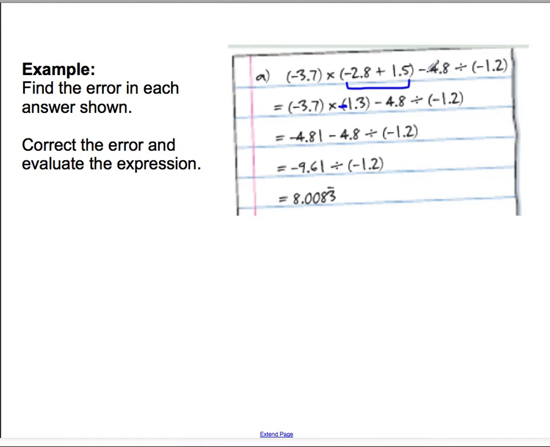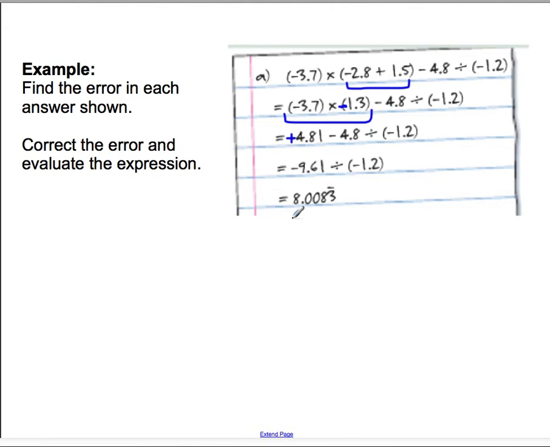Let's just check it out. -4.8 divided by -1.2. So they did do the brackets, but they just didn't put the right number in the brackets. So there's one error. Second, let's see if there's any more. So then we go multiplication. There's no more brackets. We go multiplication and division left to right. So we have to do that one next. So that would change that to a positive. And I'm assuming that that's going to be the right answer.